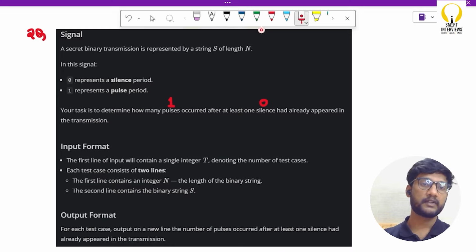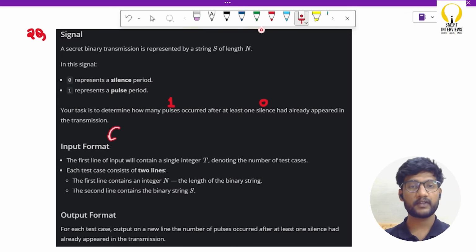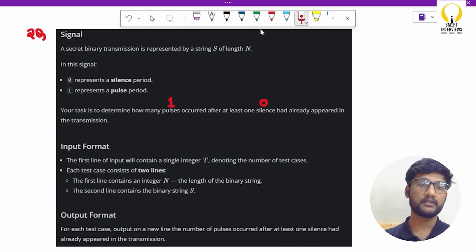And if you see the input format, obviously the first line will be your test cases. After that, the next two lines: the first line will be the length of the string, and the second line will contain the exact binary string they are giving you.